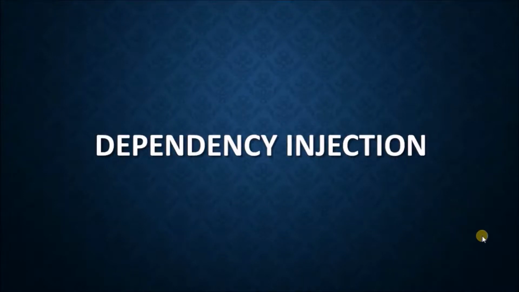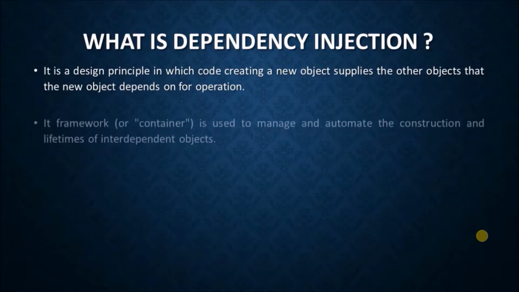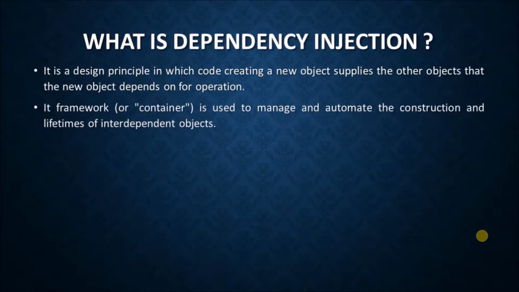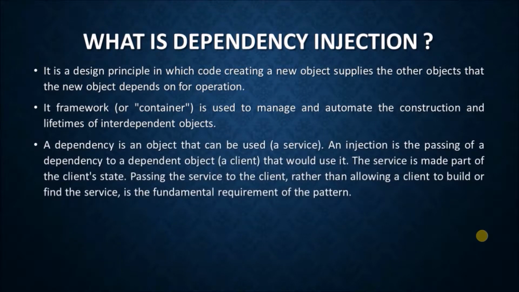In this video, we will see what is dependency injection. It is a design principle in which code creating a new object supplies the other objects that the new object depends on for operation. A framework or container is used to manage and automate the construction and lifetimes of interdependent objects. A dependency is an object that can be used.